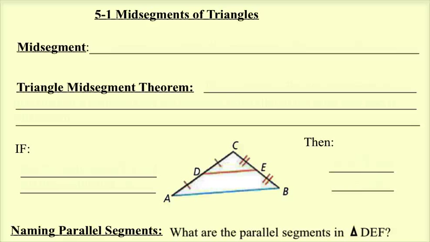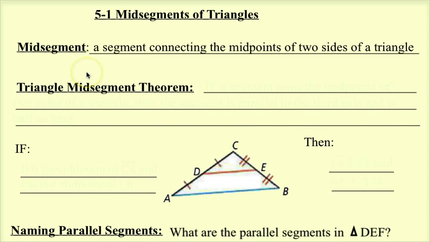This is lesson 5-1, midsegments of triangles. Let's first start with the definition of a midsegment. A midsegment is a segment connecting the midpoints of two sides of a triangle. So it's a segment connecting the midpoints of two sides of a triangle.